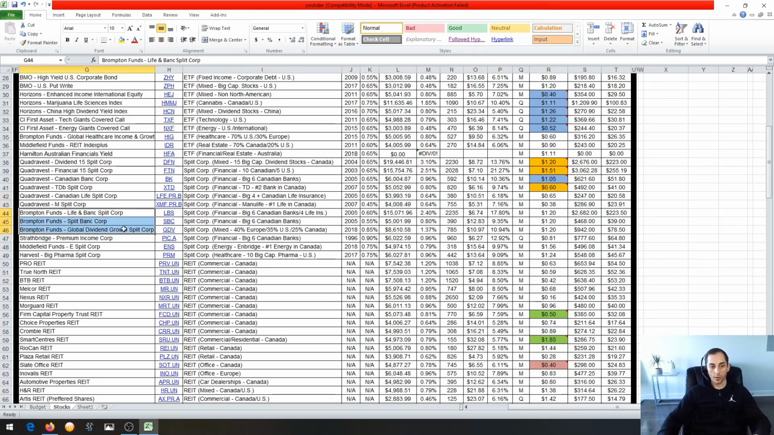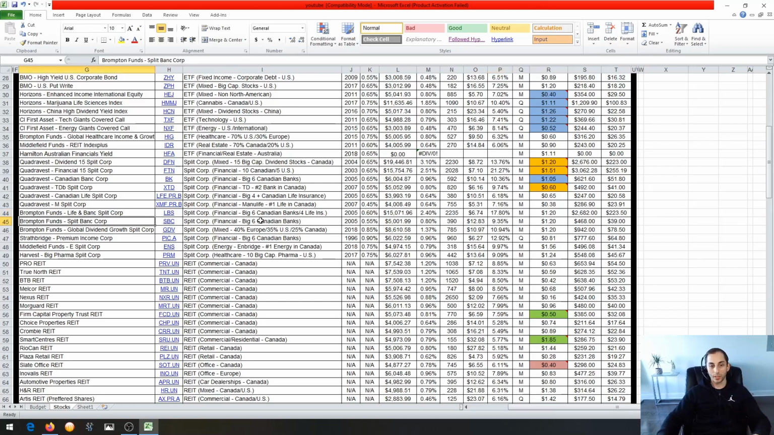The next three are from Brompton. They have some really good split corps as well. So this one is called LBS, the Life and Bank Split Corp. So this combines the big six banks with the big four life insurance. Pretty smart. I really like this one. Hence, I invested 15,000 here. Really, really good yield of 17%. This is because I recently picked some up really cheap during the stock market crash, coronavirus.